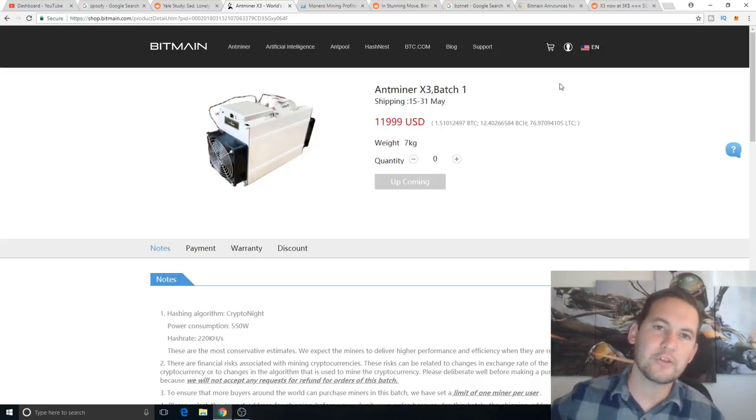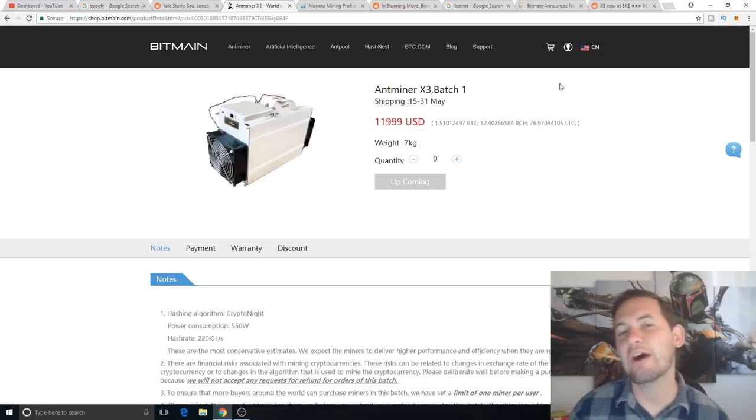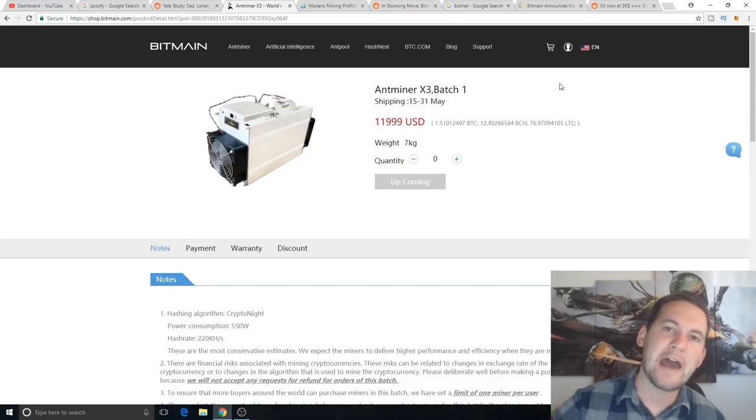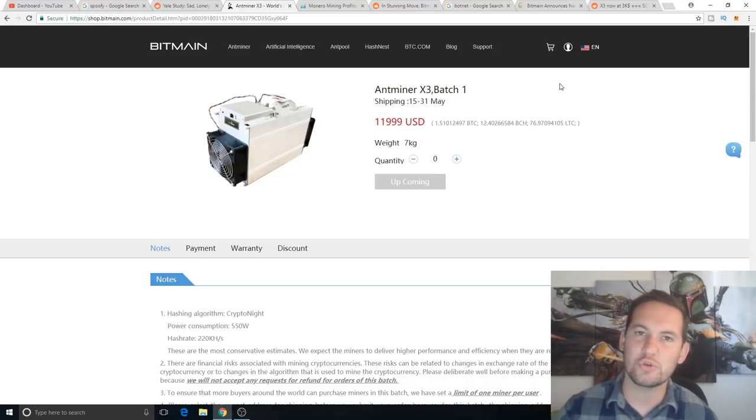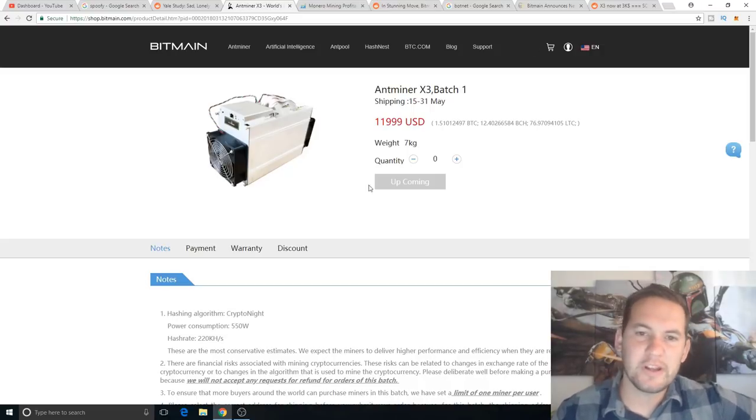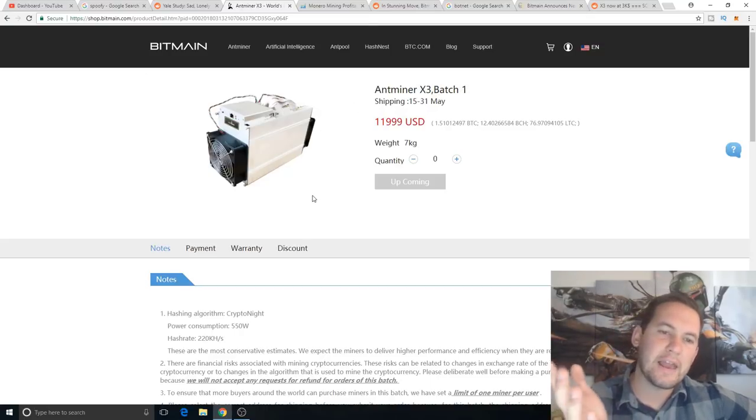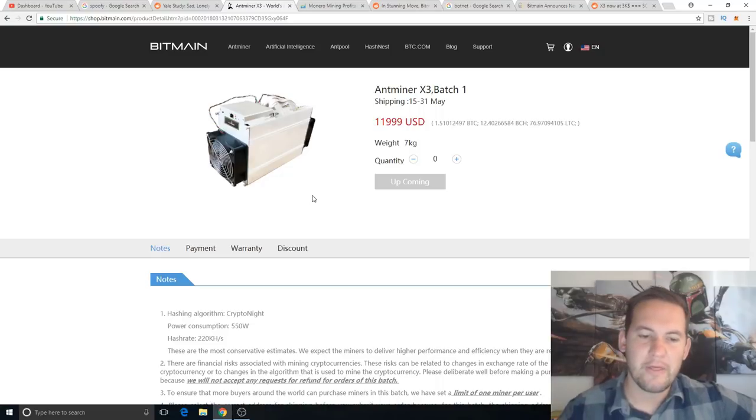Now, there will be other coins still on the Kryptonite algorithm. However, most of the coins on the Kryptonite algorithm have also said they plan to switch to Monero's new forked algorithm so that they won't be ASIC mineable as well. So if you come over here to Bitmain, you can see their Antminer X3 Batch 1. This is the first edition of the ASIC miner that mines Monero, that mines the Kryptonite platform. You can see right here.